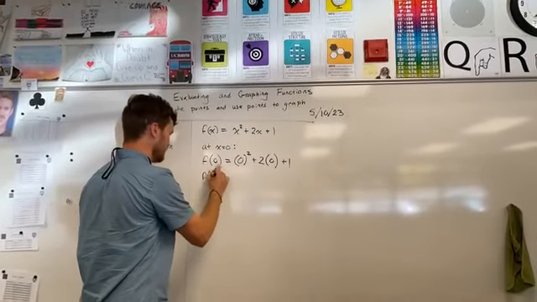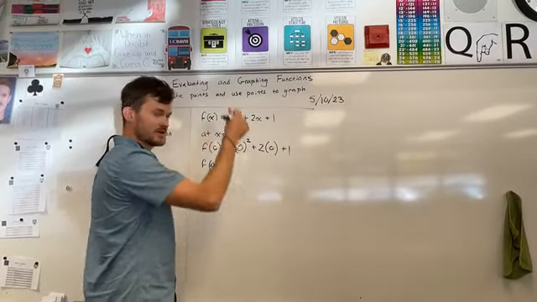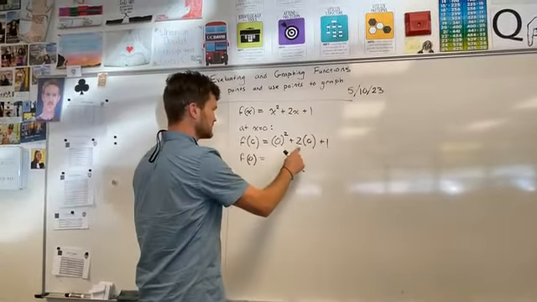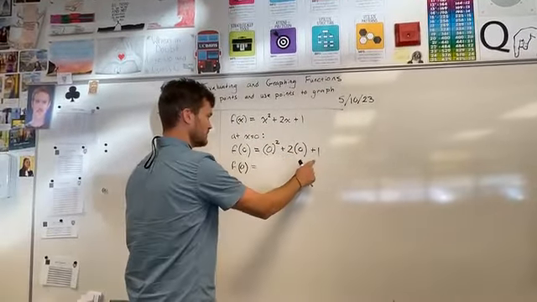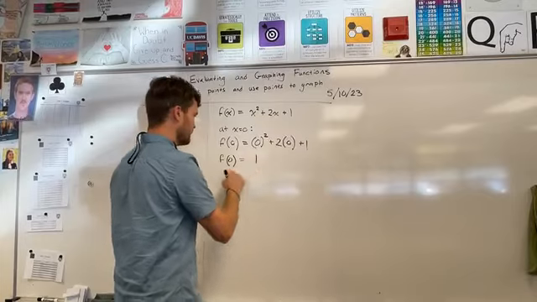Okay, I have f of 0. What is this thing really equal to? 0 squared, everyone shouts out, 0. Plus 2 times 0, 0. Plus 1, 1. F of 0 is 1.